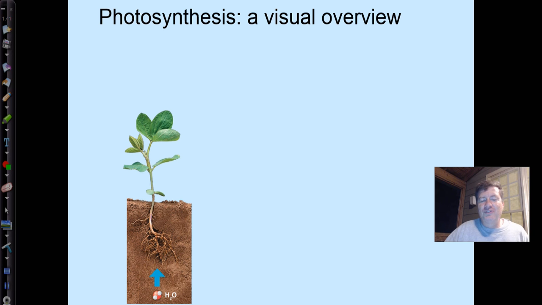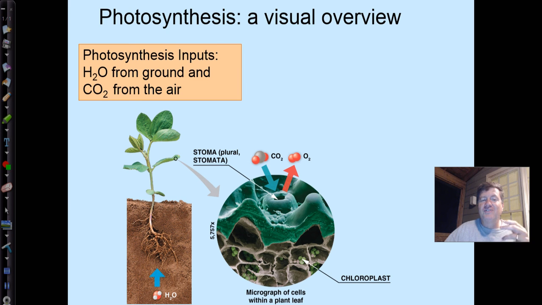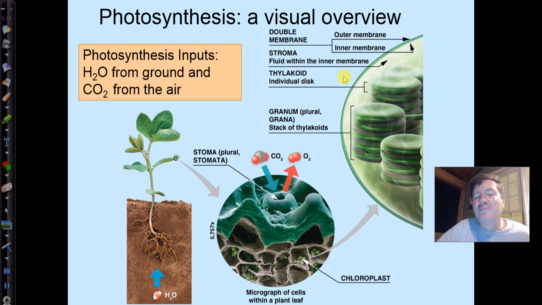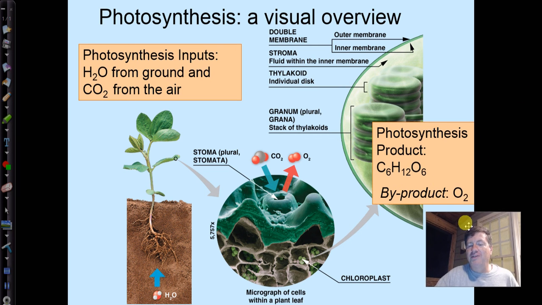So here's an overview. The plant is going to take up water from the ground. It's going to take in CO2 from the atmosphere. It's also going to give off oxygen in the process of photosynthesis. So these are the inputs, CO2 and water, and we're not showing you the sun on this picture. But ultimately, inside of the chloroplast, inside of these discs, you're going to get the outputs. The primary output is going to be sugar, C6H12O6, glucose. Another byproduct, a waste product, if you will, is going to be oxygen.